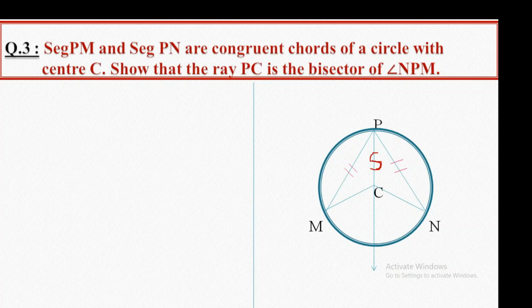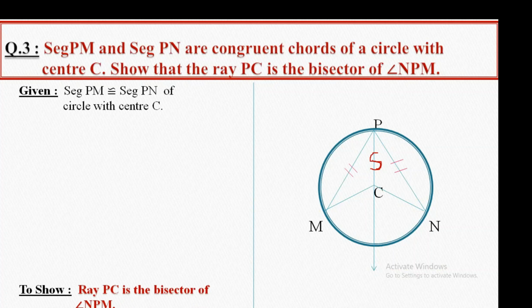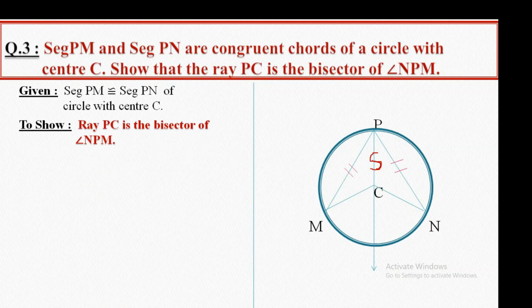PC is the bisector, means what we have to do, we have to show that the angles MPC and NPC, they both become congruent to each other, because we have to prove that PC is the bisector. And once we prove that bisector, that means the angle MPN is equally divided. So how we can prove it? See, given segment PM congruent to segment PN of circle with center C. What we have to show? PC is the bisector of angle NPM.